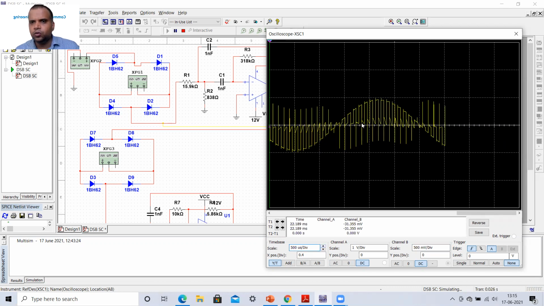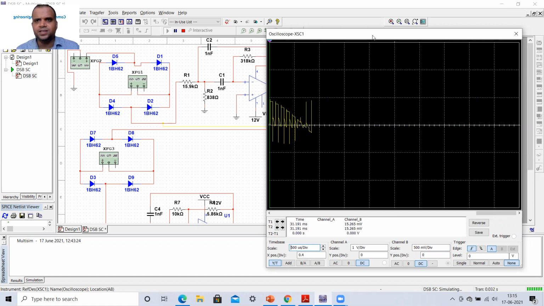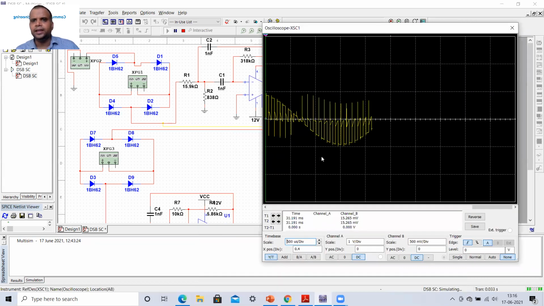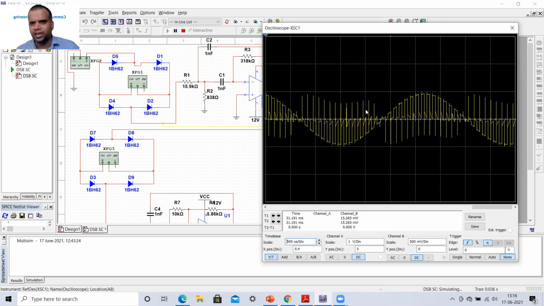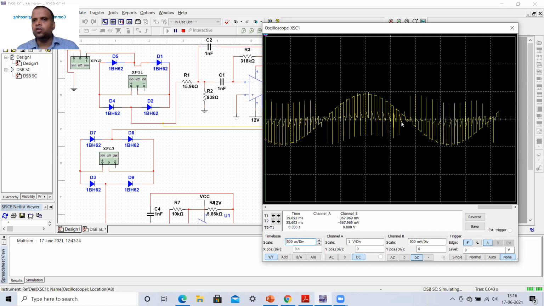You might see a little bit of distortion. There may be some inconsistency in the circuit, or some oscilloscope problems, but we are getting the desired result. So you can just ignore these pulses, as they are not going to deteriorate our output. So this is our output.